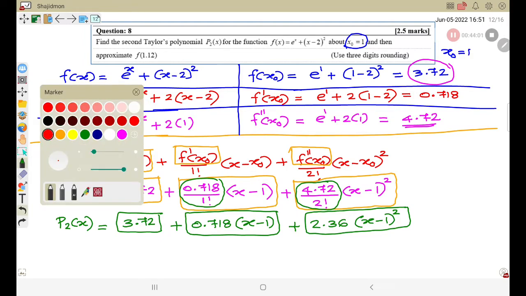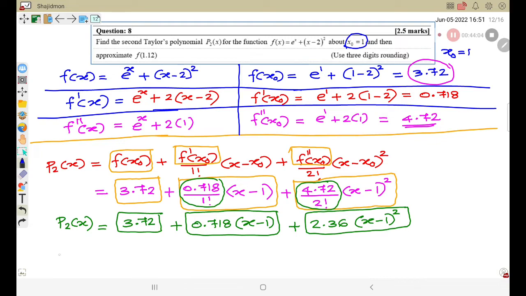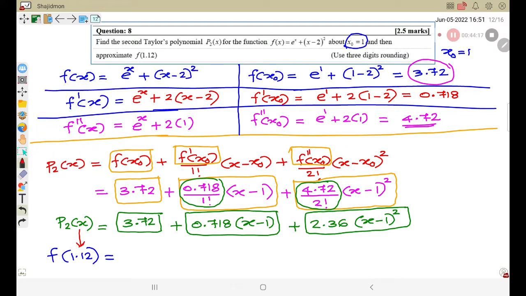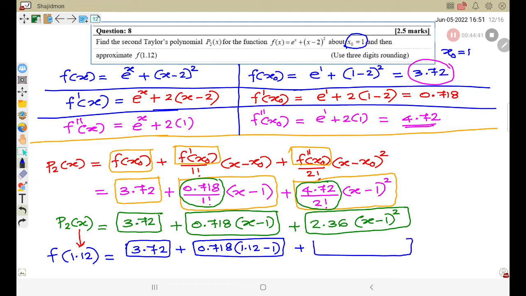Now, in the question, we need to approximate. We need to find the approximate value, correct? Approximate f value at 1.12 using p2 of x, approximately equal to, correct? So what you need to do, just substitute x value equal to 1.12 here. So that you can check what is the first number become, 3.72 plus what will be the second, x number 1.12, 0.718 multiply 1.12 minus 1 plus 2.36 multiply 1.12 minus 1 power 2, correct?